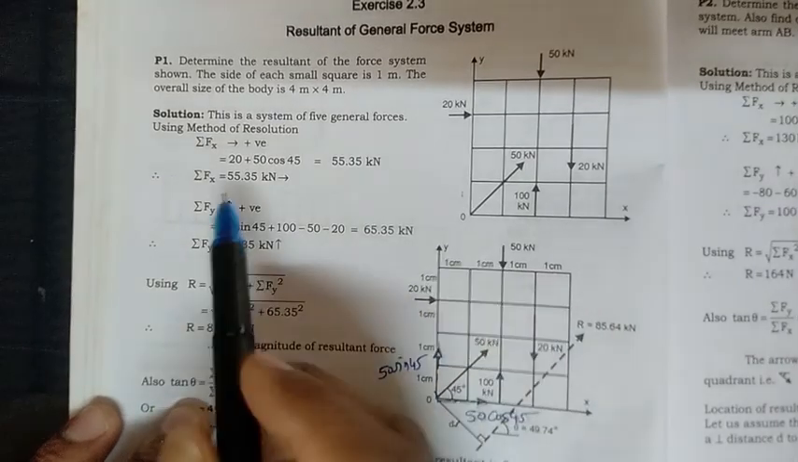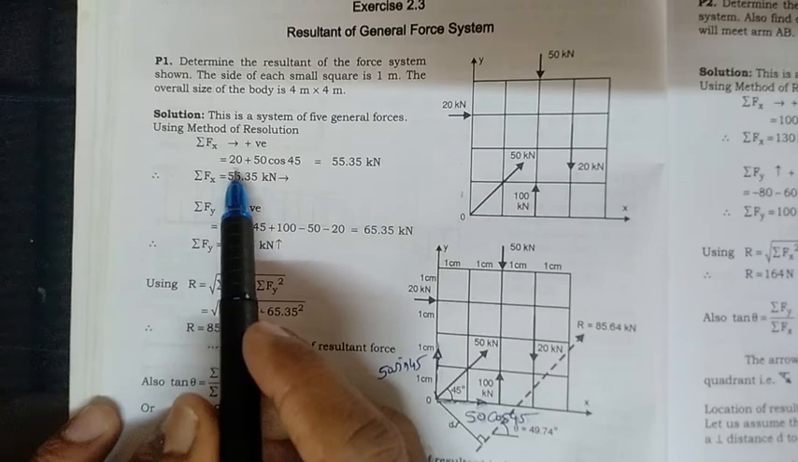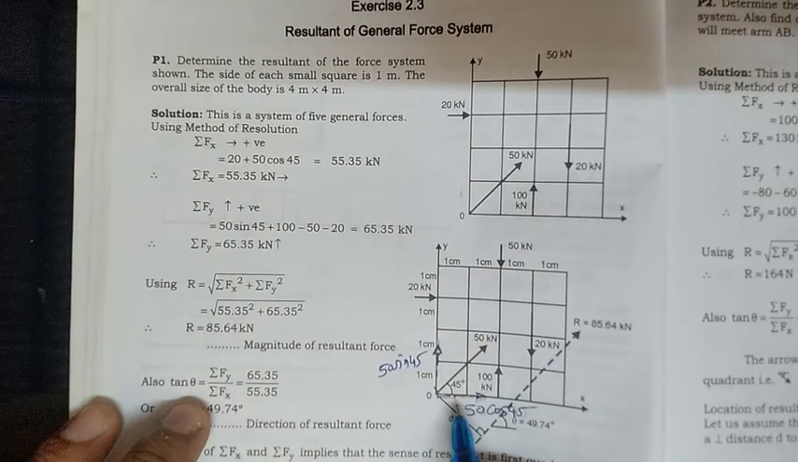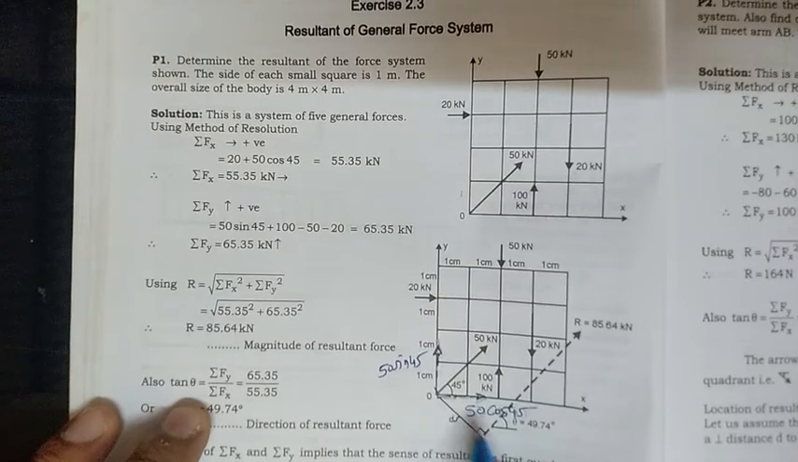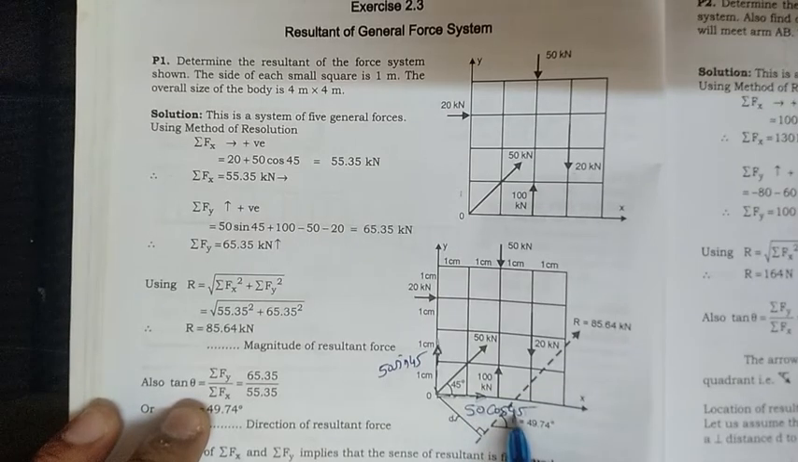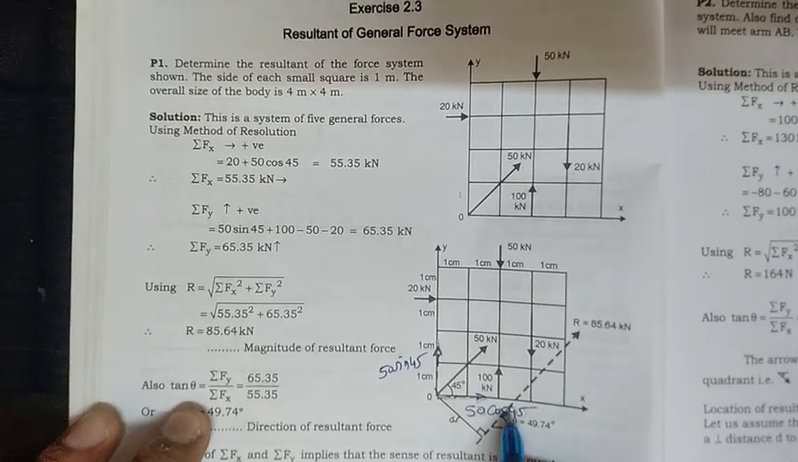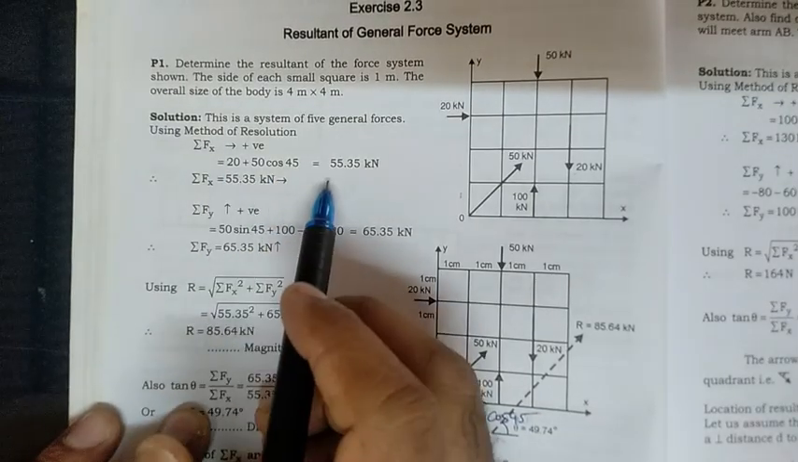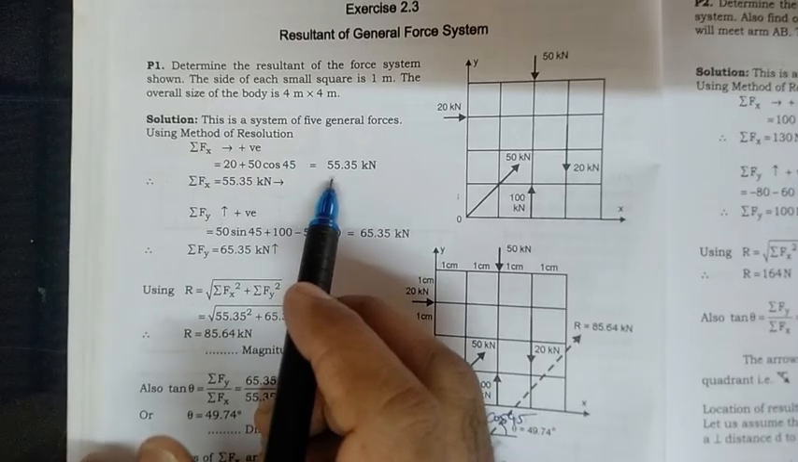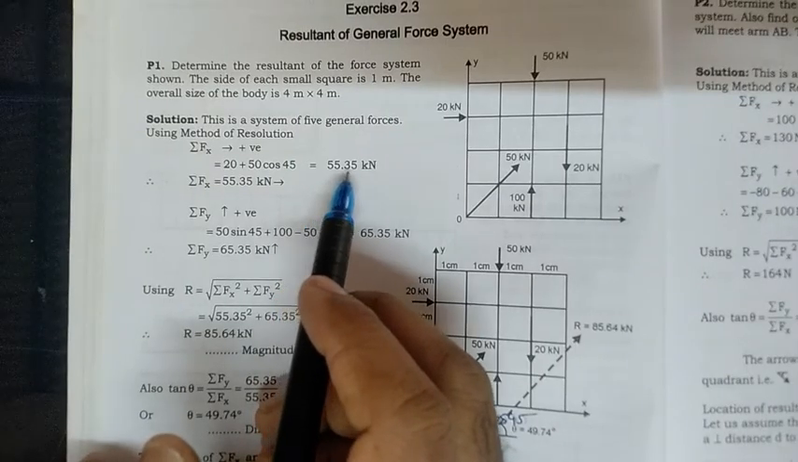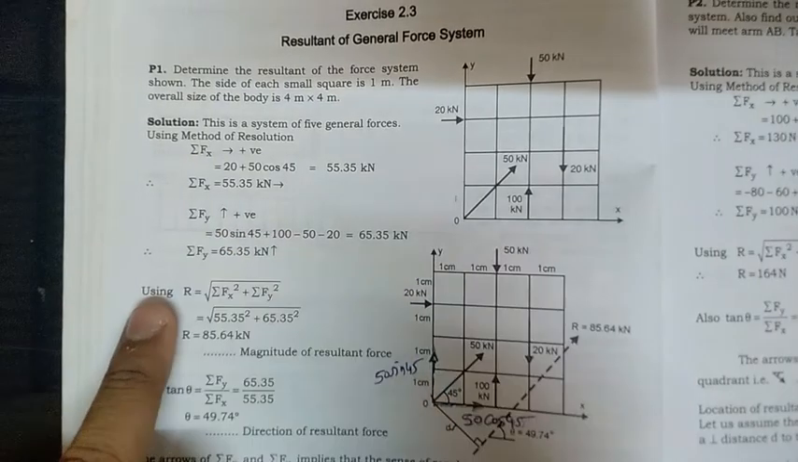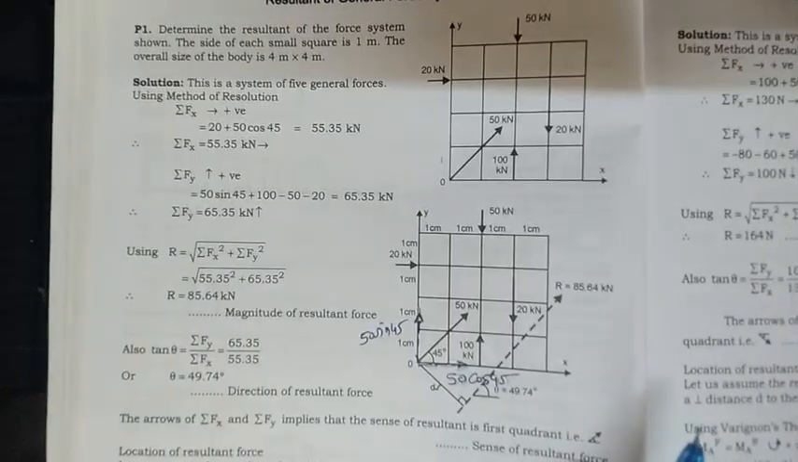So here is the 20 kilonewton force; just consider this force as positive. Next, the 50 cos 45 force runs towards the right direction, so consider this force as positive. Do the calculation and you get the value for the same as 55.35.